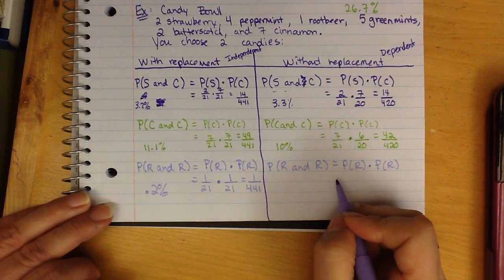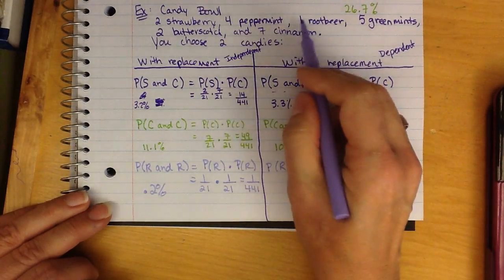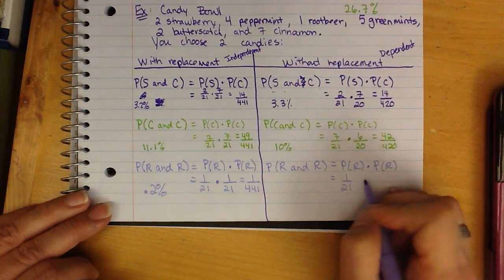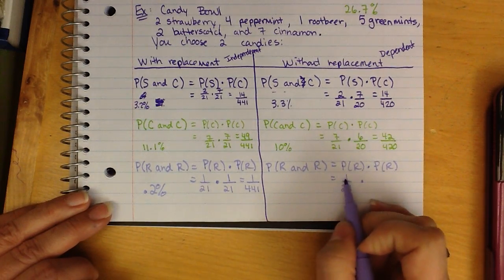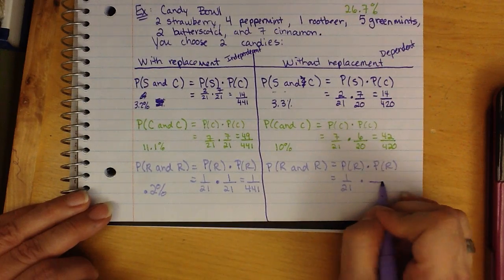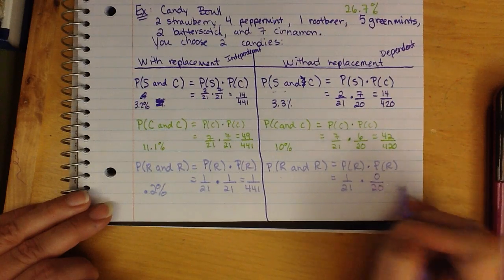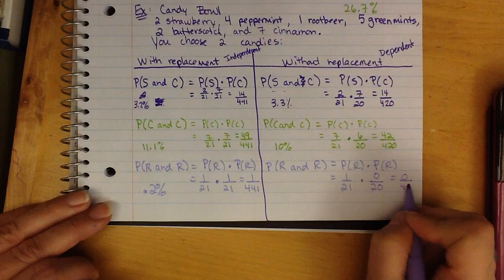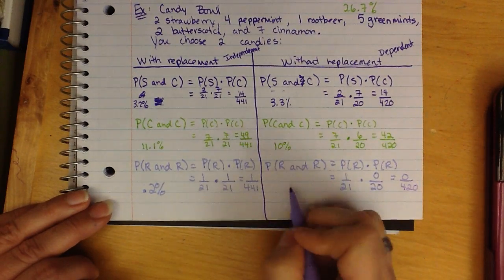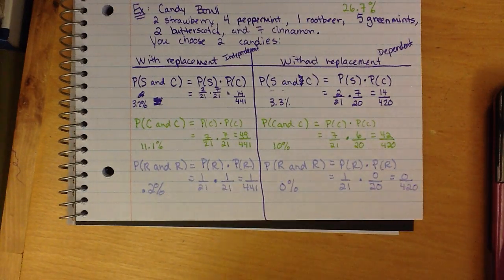What about if I don't replace that candy? Then the first time that I draw, there's 1 out of 21 chance that I draw root beer candy. But the second time, I drew the root beer candy out, so how many root beer candies would be left? There would be none left because I already drew it. And there will be 20 total candies. So that would be a probability of 0 out of 420, which is a 0% chance that I can draw 2 root beer candies if there's only 1 root beer candy in the bucket.